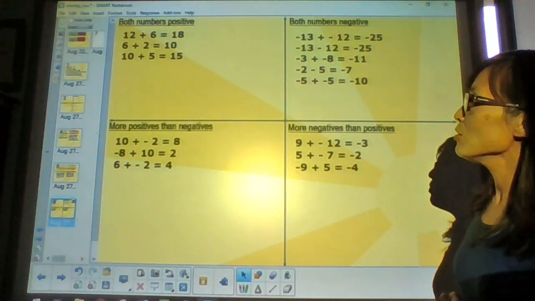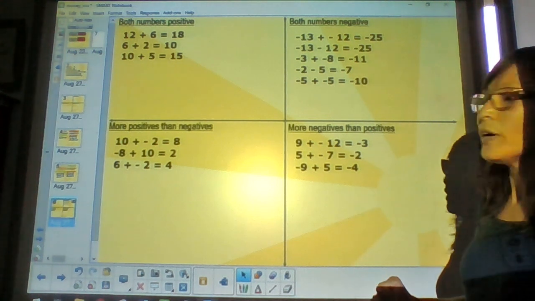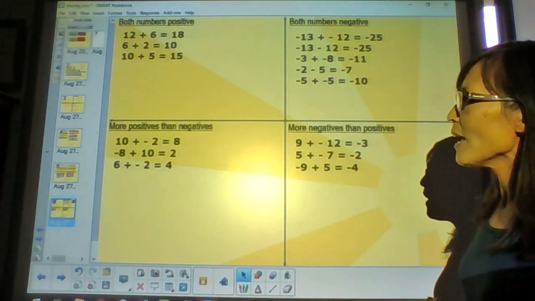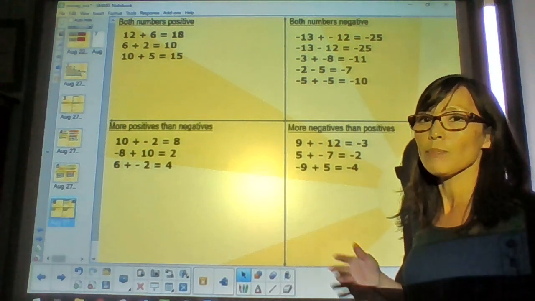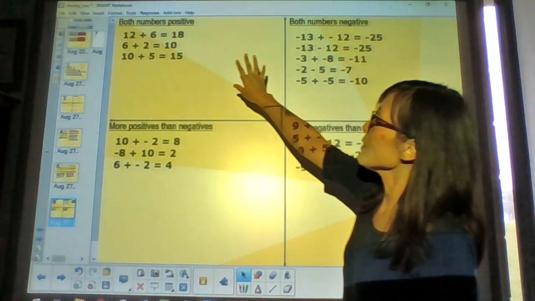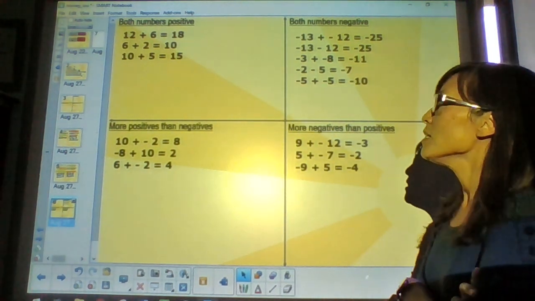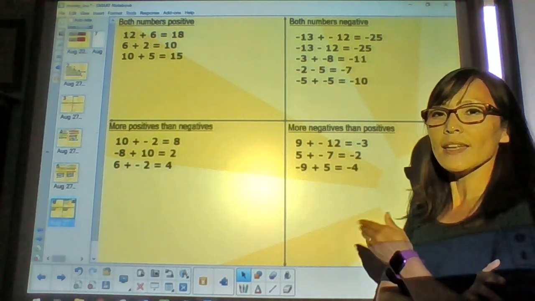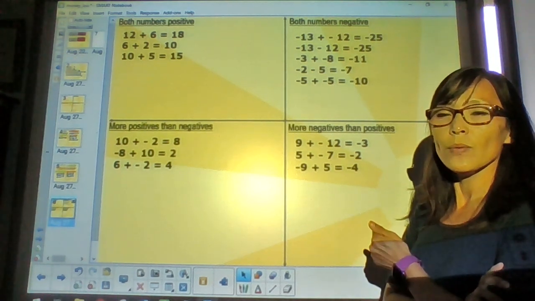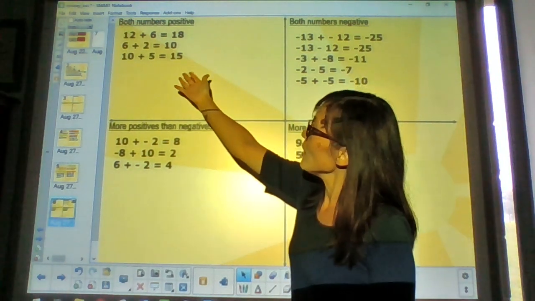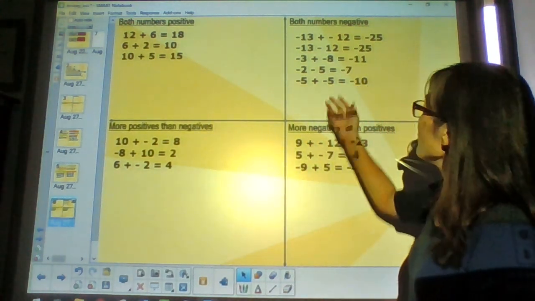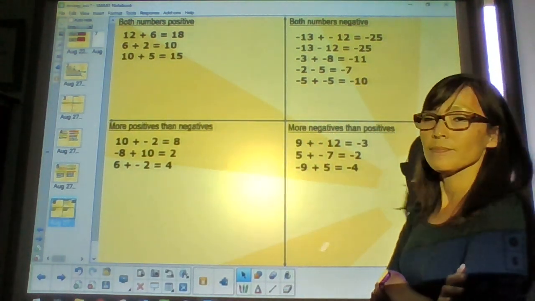So now what we want to do is look at all of the equations that we represented, and see if we notice any patterns. Let's take a look at both numbers positive and both numbers negative. Do you notice anything that you do whenever it's both numbers positive and both numbers negative?